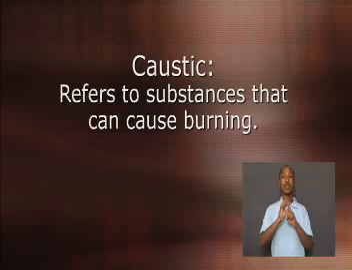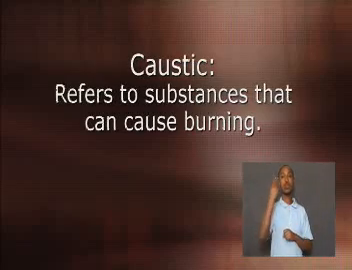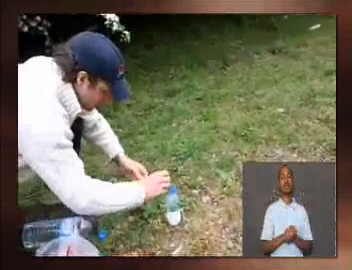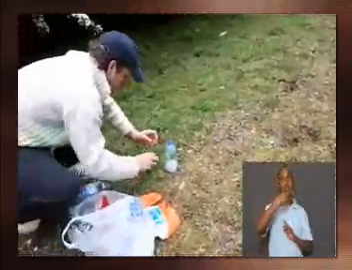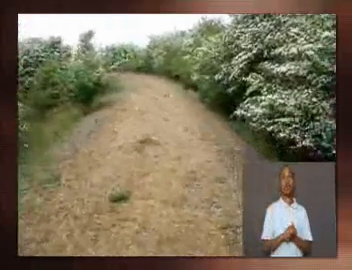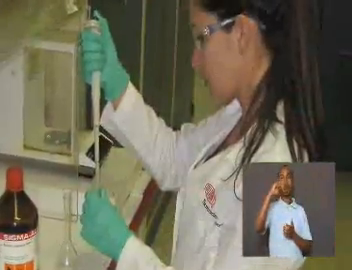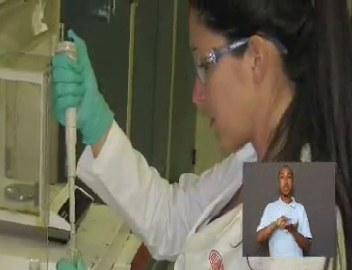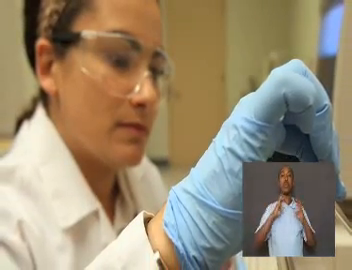The word caustic is used to refer to substances that can cause burning. For example, sodium hydroxide is also referred to as caustic soda, and potassium hydroxide is also referred to as caustic potash. Both strong and weak bases can be corrosive. That is why you should always wear goggles, gloves, and a laboratory coat while working in a laboratory.